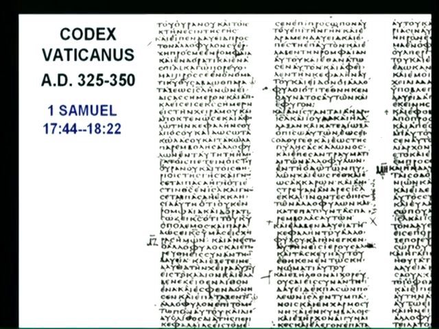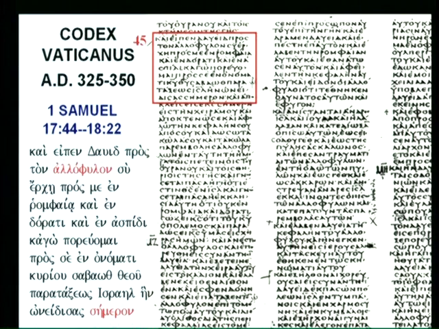All right. Codex Vaticanus, 325 to 350 AD. 1 Samuel 17:44 to 18:22, a very interesting section here in verse 45. And David said to the Alaphulan. Alaphulan means literally another tribe. That is the way Philistine is represented in Samuel in the translation. Instead of saying Philistine, it says Alaphulan, a person of another tribe.